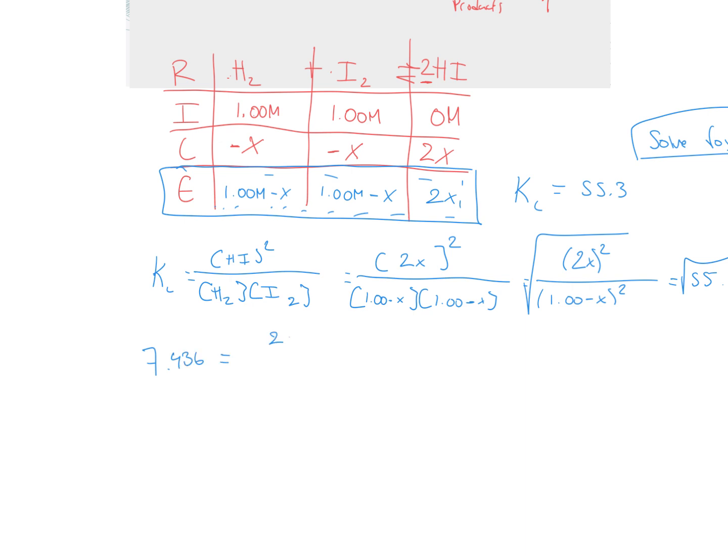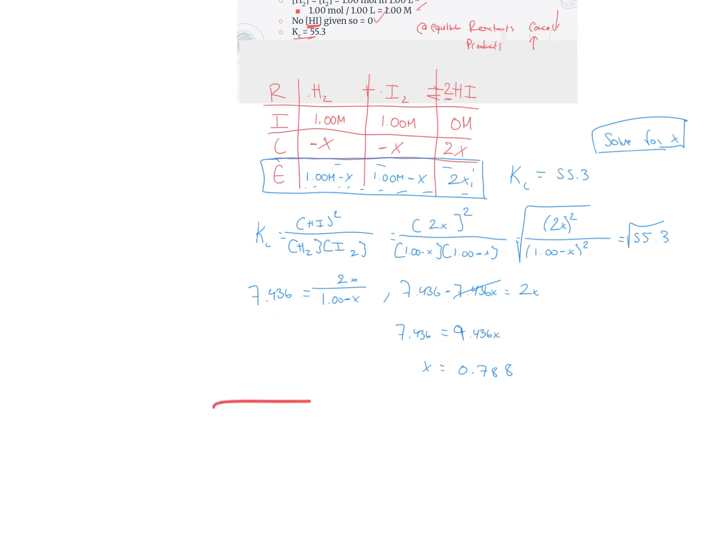This essentially ends up, and I'm going to write this over here, as 7.436 is equal to 2x over 1.00 minus x. We can multiply the denominator on both sides, and we get 7.436 minus 7.436x equals 2x. We can add 7.436x to both sides, and we get 7.436 equals 9.436x. And then we're basically just solving for x here, which is 0.788. So we're not done here. There's one more step that we have to do in order to complete this, and that is plugging it back into our equations that we determined up here.